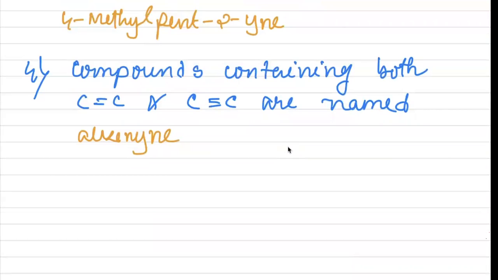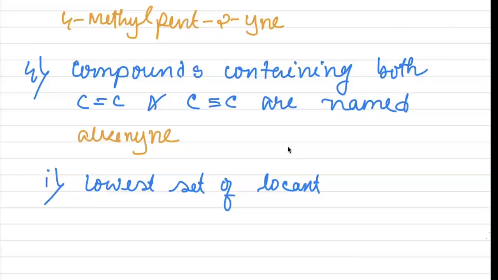Now, how do we do the numbering? First, the numbering is done as per the lowest set of locants. So obviously, first will be the lowest set of locants for numbering.